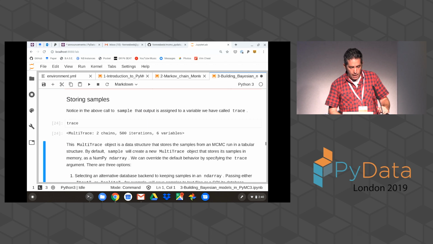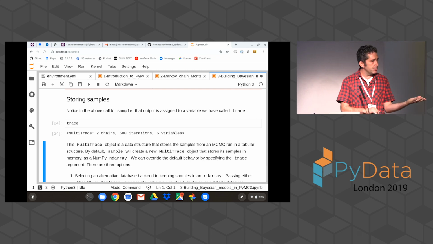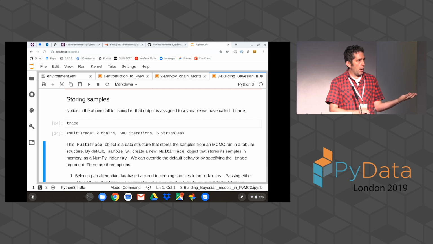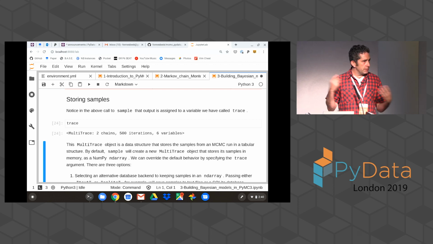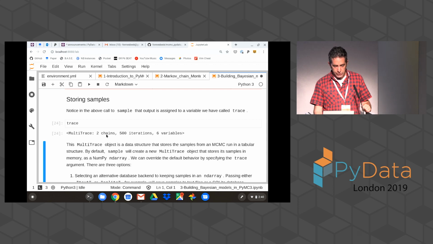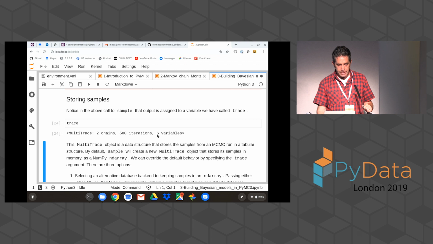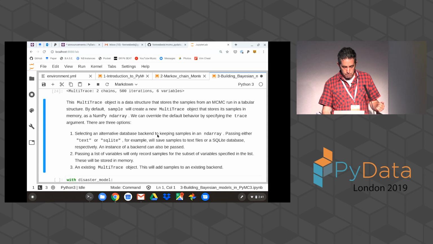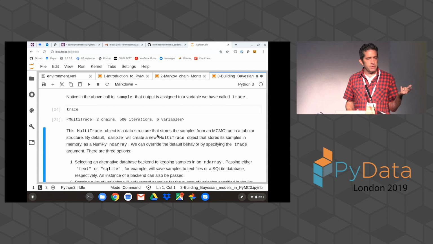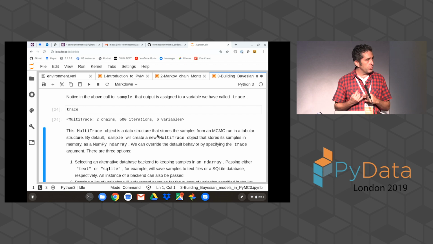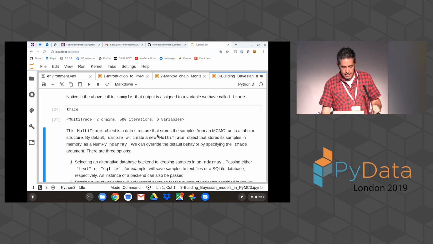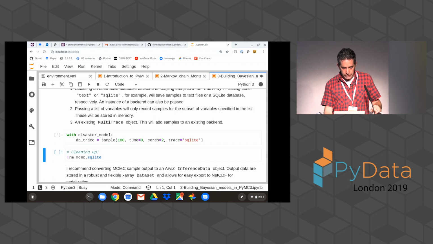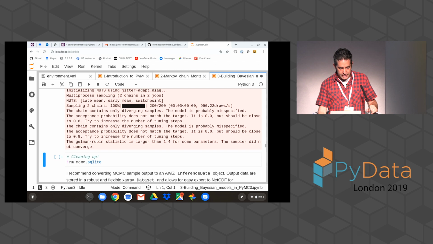And then when you're finished sampling, sample returns an object called a MultiTrace, which stores the trace, or the set of sampled values from each of the variables in the model, hence the name MultiTrace. So it tells you here that I sampled 2 chains, 500 iterations each, 6 variables. So it's 2 by 500 by 6 in size. By default, those are just given to you as NumPy arrays, but you can specify a SQLite backend or a text backend that will serialize them for you. If you do trace equals SQLite, it will actually slow things down a little bit.